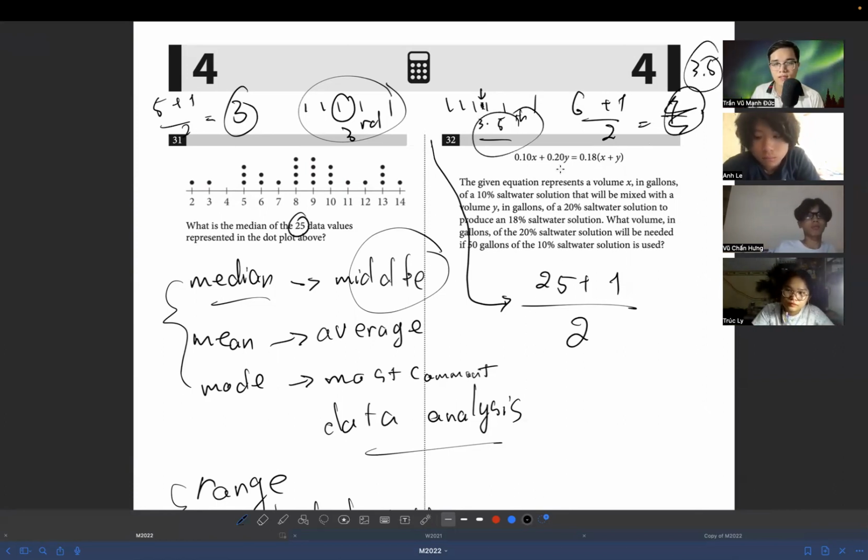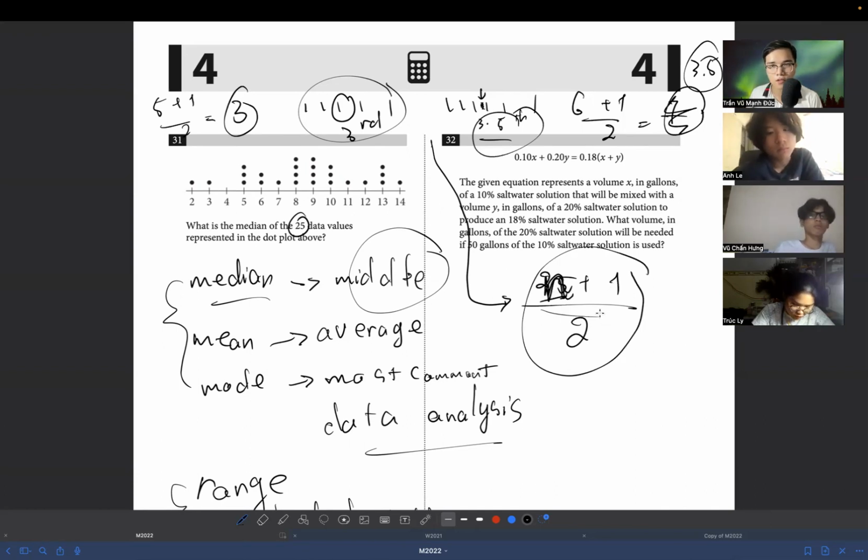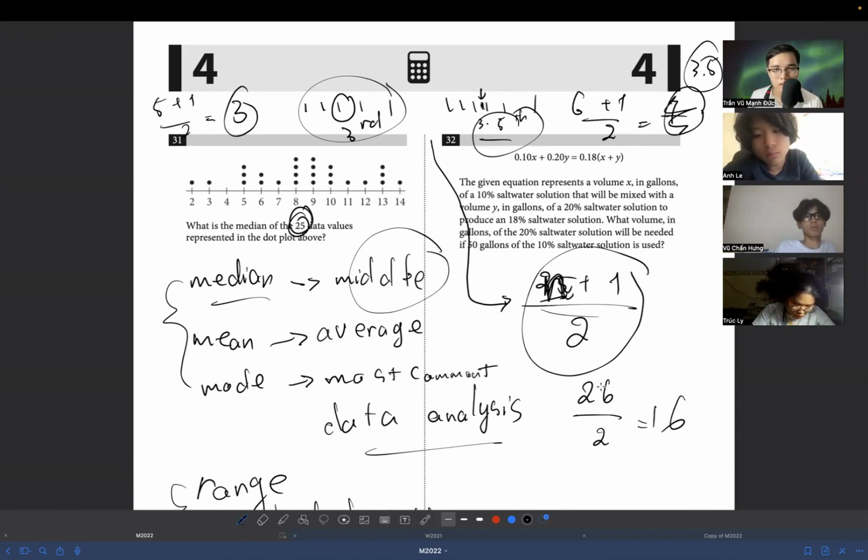So this is the formula. Just need to use the total amount of data values plus 1 divided by 2. In this case, 26 divided by 2 is 13. 13 is basically, see, 1, 2, 3, 4, 5, 6, 7, 8, 9, 10, 11, 12, 13. It's the 9 value. The median is 9.